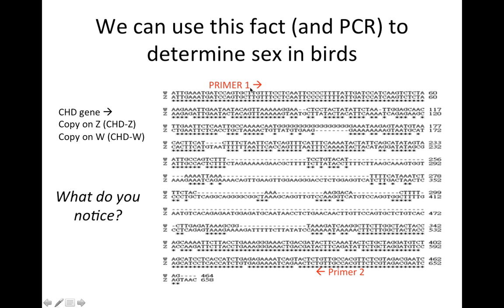We're going to design a primer to this conserved WZ region here, and then a second primer to this conserved WZ region here. And so that means that when we perform PCR, we'll start with this primer, and then we're going to add nucleotides. So on the W copy, we'd add all these nucleotides, and then we'd add all these nucleotides, and then we'd add all these nucleotides. And then in the opposite direction, we would be adding the complementary nucleotides one at a time.